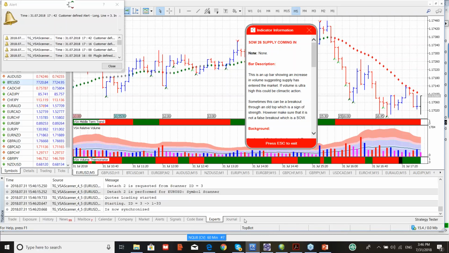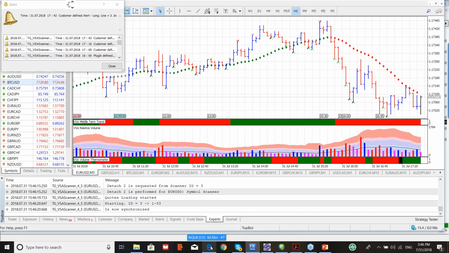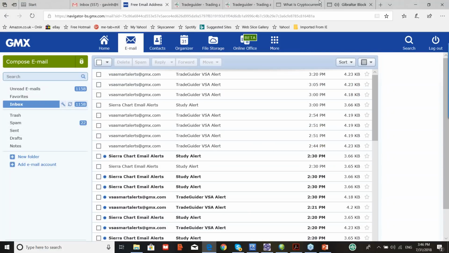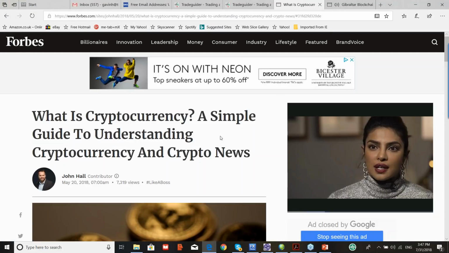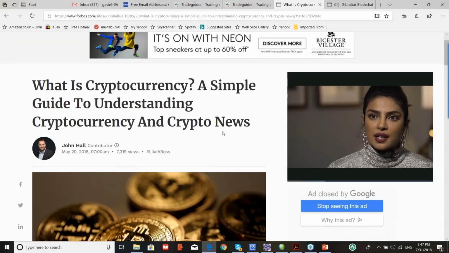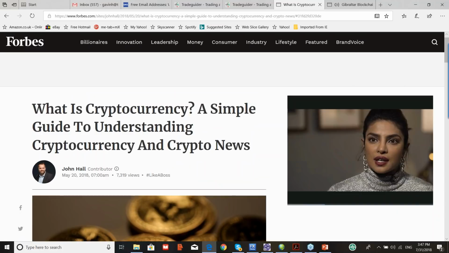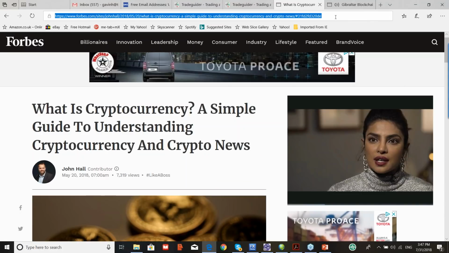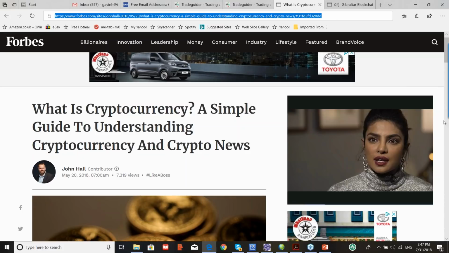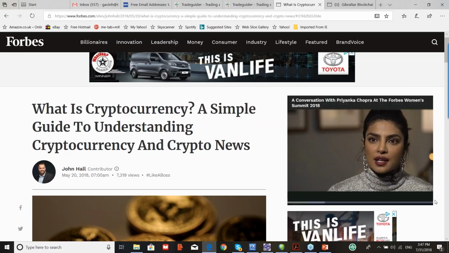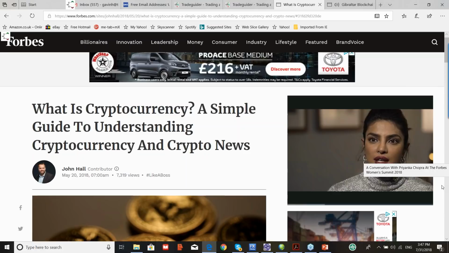A couple of questions have come in about the cryptocurrencies. So let me give you this document. So this is an article on Forbes. It's a very good article. So I'm not going to read it because I haven't got time. But I will post it in the room into the chat area now. There's a link to that.